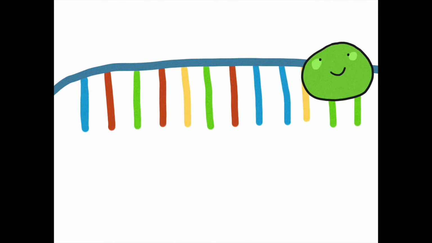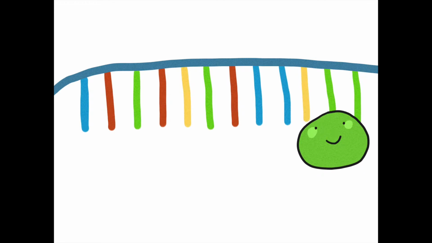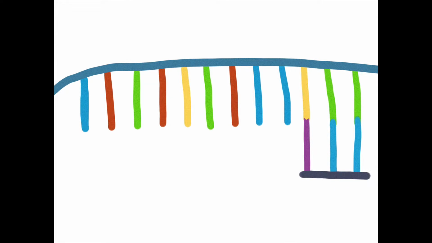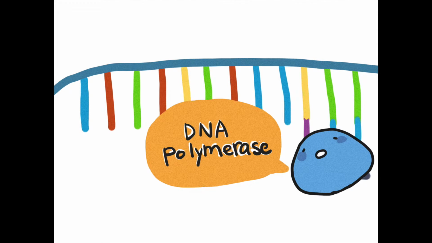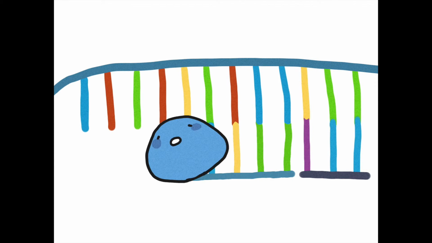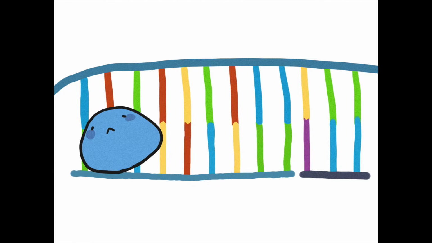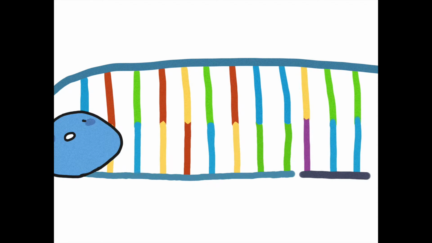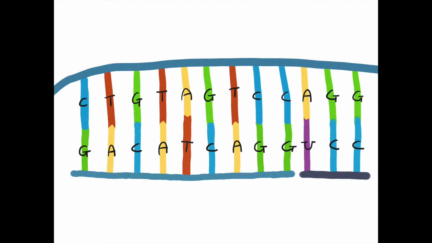Primase attaches free nucleotides in a short strand of RNA called a primer. Then, DNA polymerase bonds to the primer. It adds DNA bases to the strand working from the 5' end to the 3' end. It adds complementary bases, meaning thymine is added to adenine and cytosine is added to guanine.